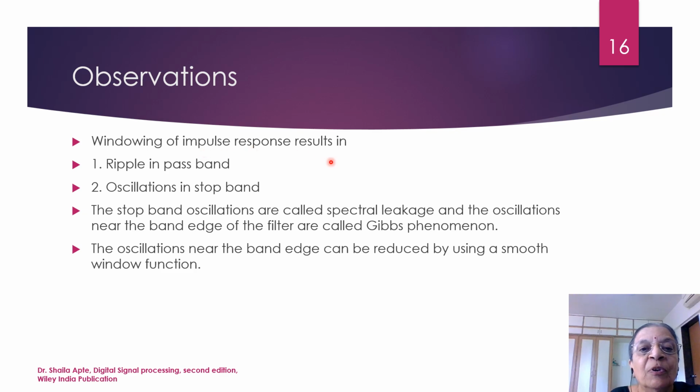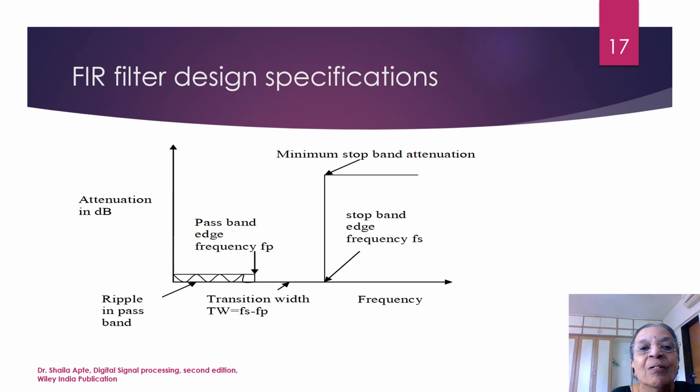Windowing of impulse response results in ripple in the pass band and oscillations in the stop band. The stop band oscillations are also called spectral leakage, and the oscillations near the band edge of the filter are called Gibbs phenomena. The oscillations near the band edge we would like to reduce, and we can reduce it by using some smooth window function, which we will come to in the next lecture.